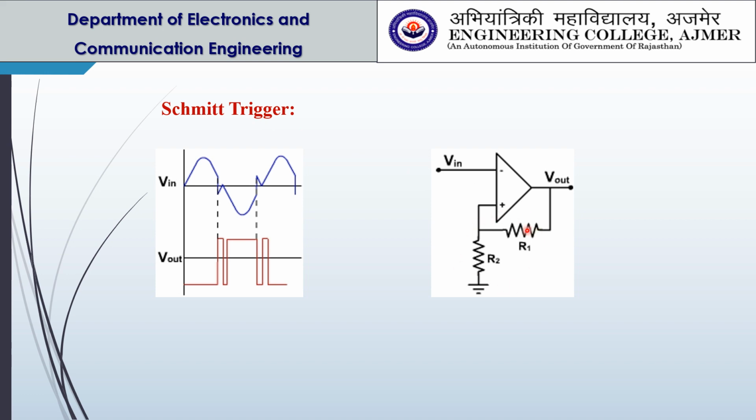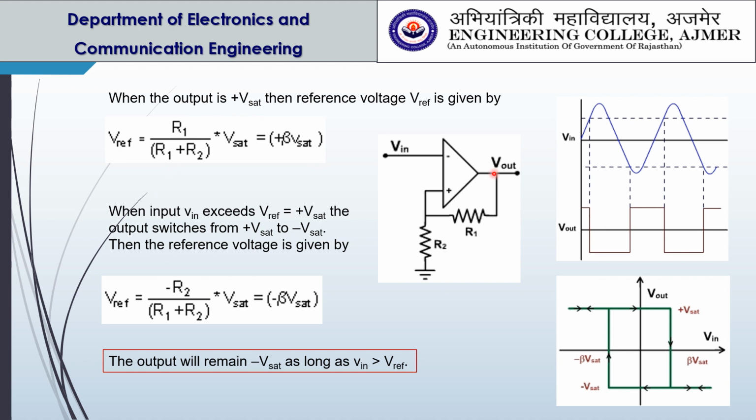Because of this voltage divider circuit, there is a positive feedback voltage. When the op-amp is positively saturated, a positive voltage is fed back to the non-inverting input, and this positive voltage holds the output in the high state. When the output voltage is negatively saturated, a negative voltage is fed back, holding the output in the low state. So let's discuss the Schmitt trigger circuit in more detail.